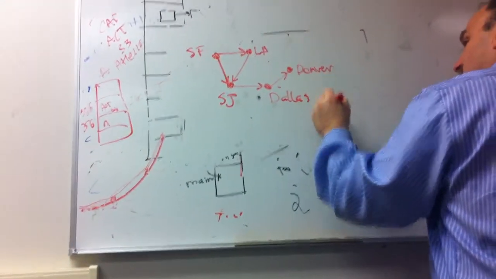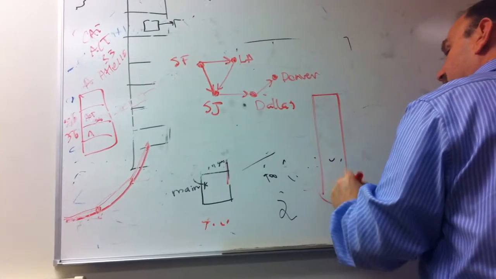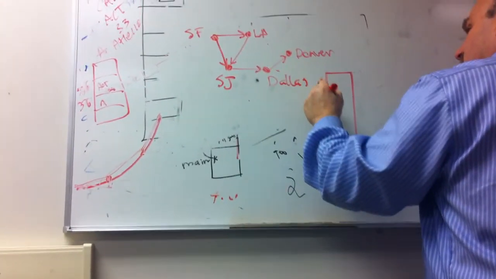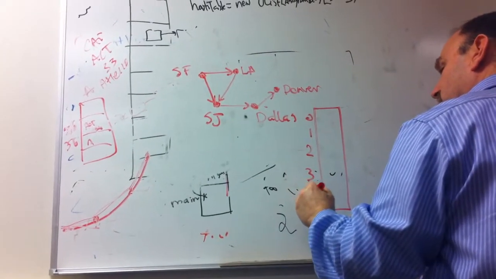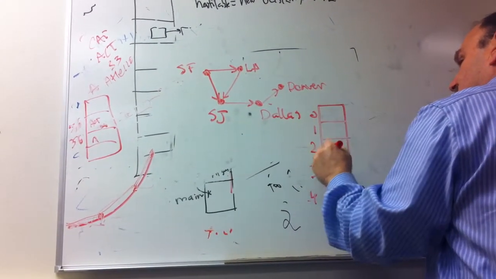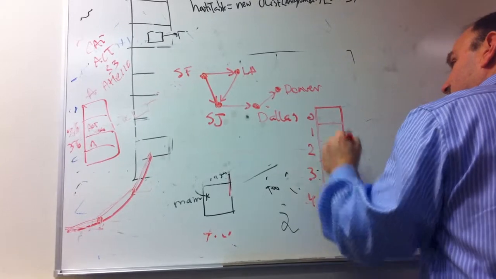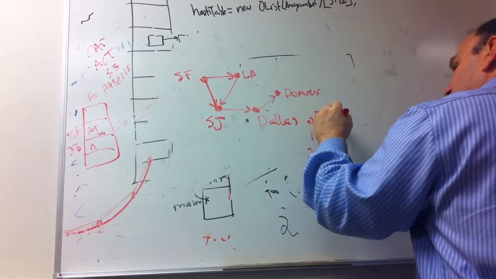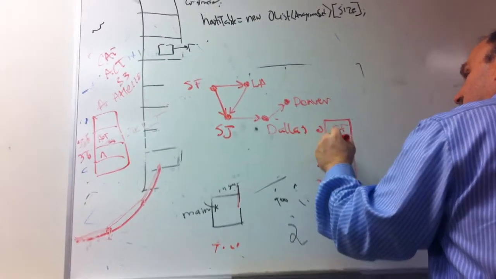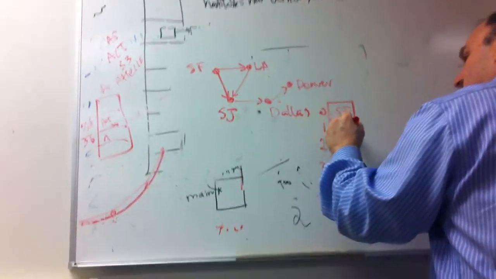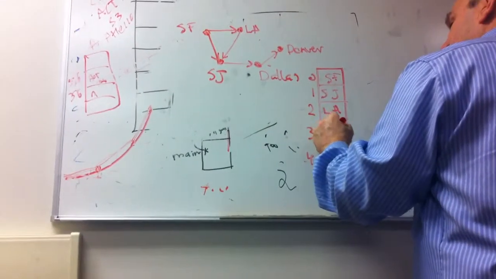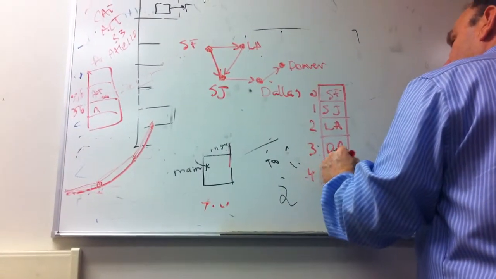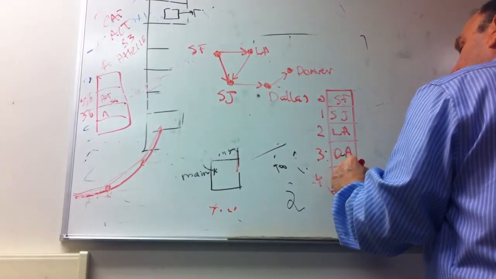So we'll just have an array here. 0, 1, 2, 3, 4. So 0 is going to represent San Francisco. Let's just put the city names in there. So let's say San Jose, Los Angeles, and then Dallas, Denver. Why is LA not the first one?